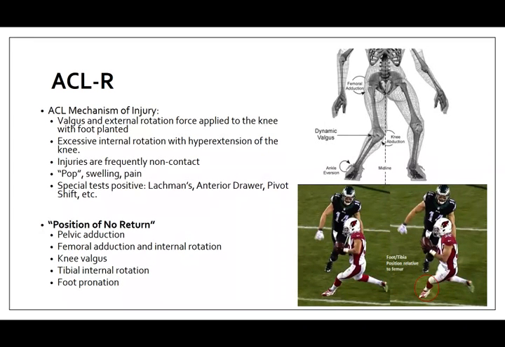So the ACL mechanism of injury is usually due to valgus and external rotation applied to the knee with the foot planted. It is typically a non-contact injury, and if we look at the picture on the right, the top picture, you can see that skeleton is kind of going into femoral adduction, knee abduction or valgus stress to the knee, and then ankle eversion or external rotation of the tibia.